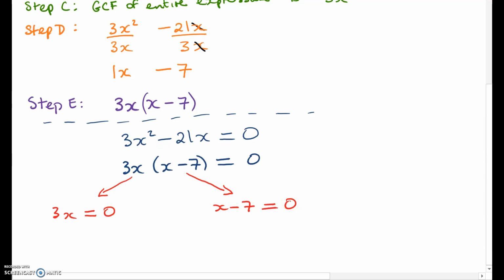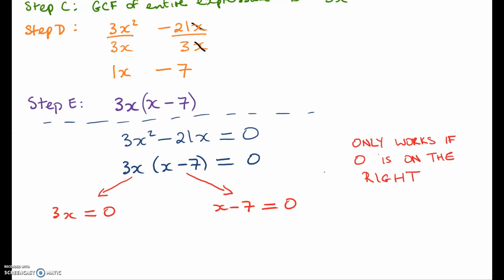This can only happen if you have 0 on the right. Never try this technique for anything else, ever. It only ever works if 0 is on the right. If there's anything else on the right, not only can you not do it because it might not be right, it's definitely not right.